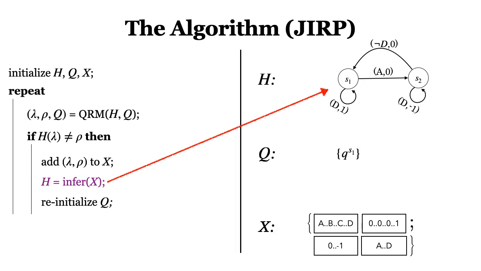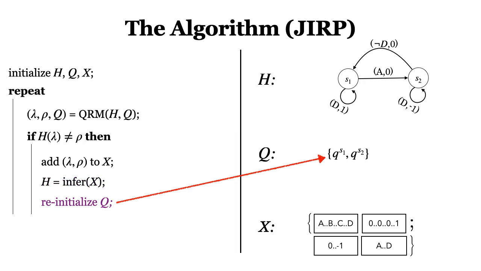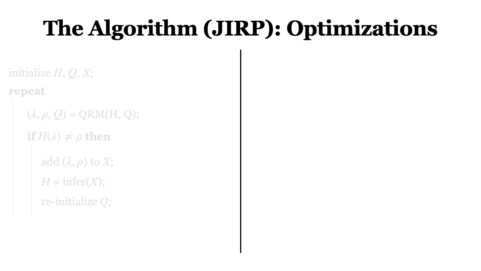The newly inferred reward machine is now consistent with the set of experiences. We reinitialize the set Q again to have one Q function per state of the hypothesis machine H. And so we repeat the procedure until we reach the correct reward machine. In the paper, we prove that we will eventually do so. This was, of course, a high-level view of the algorithm. There are details that I didn't mention.